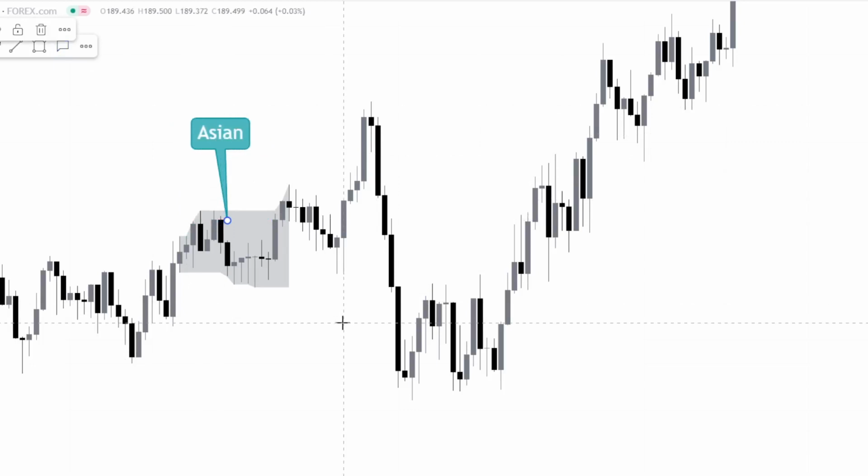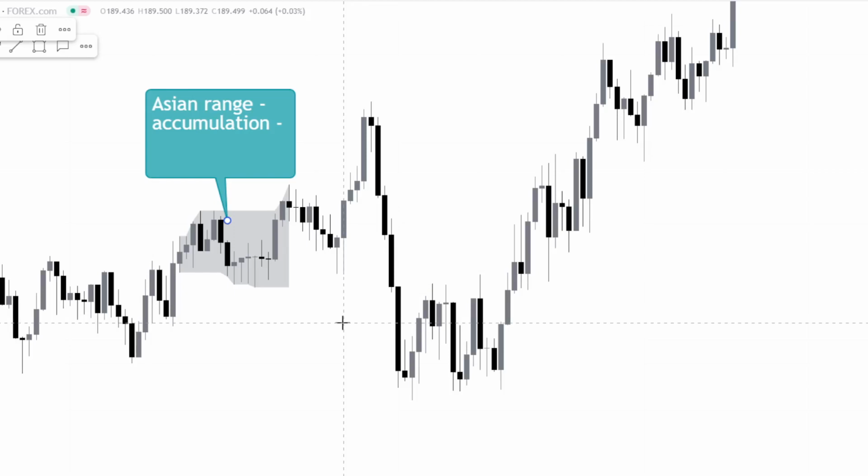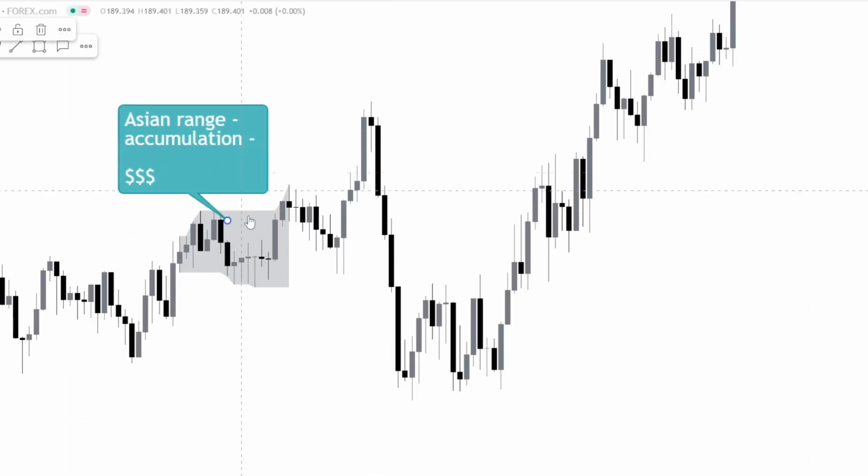So here we have the Asian range. The Asian range represents liquidity, and this is known as the accumulation of the market, right? The accumulation phase. This simply builds liquidity in the market, right? So liquidity is built up through this range. Now, like I said, we're going to be looking at time and price together.